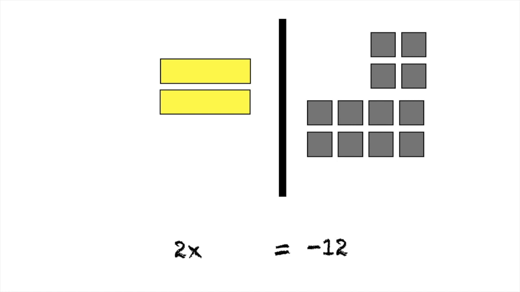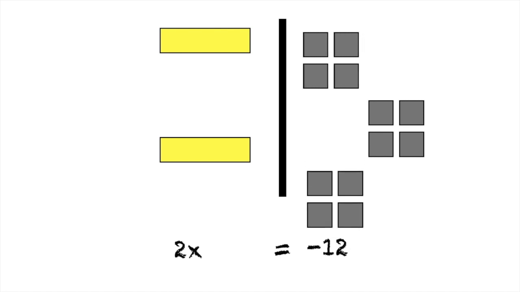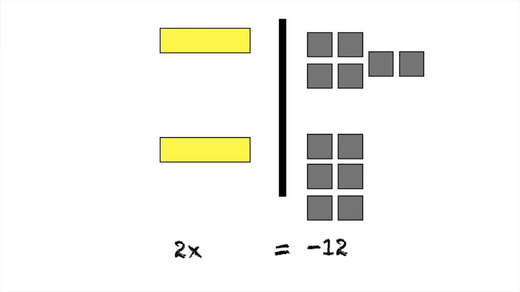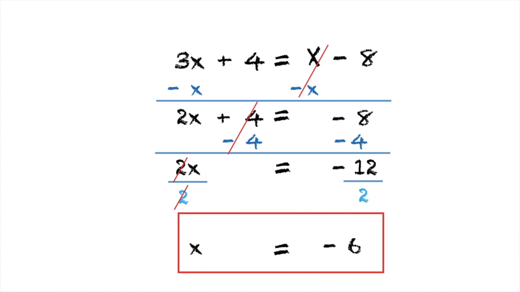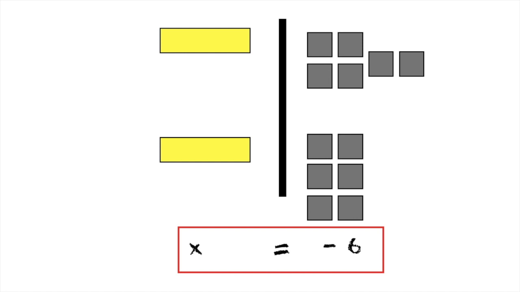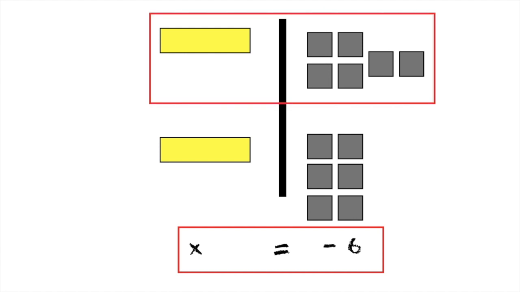So here we have 2 pieces of x and 12 negative unit tiles. We have to find the value of our x. So since we're left with 2 x pieces, we have to divide our group into 2. So now we have 2x is equal to negative 12 over 2. Then that gives us x is equal to negative 6. Let's look at our materials once again. We have x is equal to negative 6.